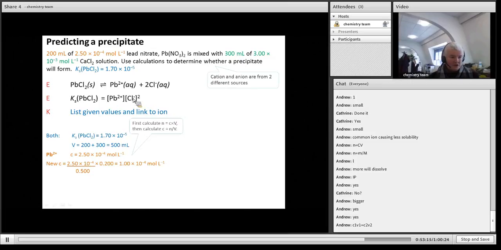Yep. Andrew, you can do things like there's lots of little shortcut methods you can use. I'm just sort of plugging the step-by-step way, but there are lots of shortcuts. So I can't just say my lead is 2.5 times 10 to the minus 4 because I've diluted it now by adding it to the calcium chloride solution. So my volume is now not 200 mLs anymore, it's 500 mLs. So converting to litres, it's 0.2 divided by 0.5, and that is actually my new concentration of my lead ions now that I've added it to the calcium chloride solution.